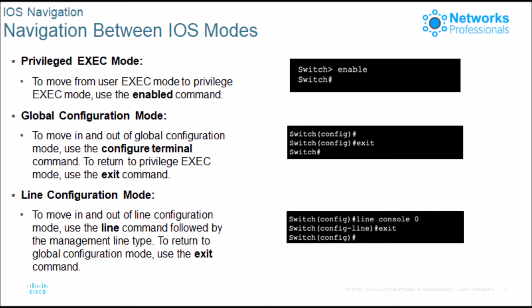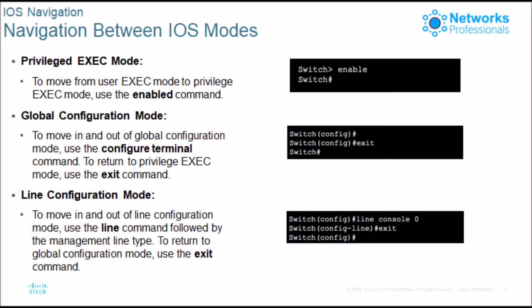So remember that if you want to go from user mode to privileged exec mode, our command is enable, and if you want to come back from privilege to user mode, your command is disable, not exit. To move in and out of global configuration mode, use the configure terminal command, or the config terminal shortcut can also be used. To return to the privileged exec mode, you can enter the command exit in the global configuration mode, and thus you will come back to your privileged mode once again.